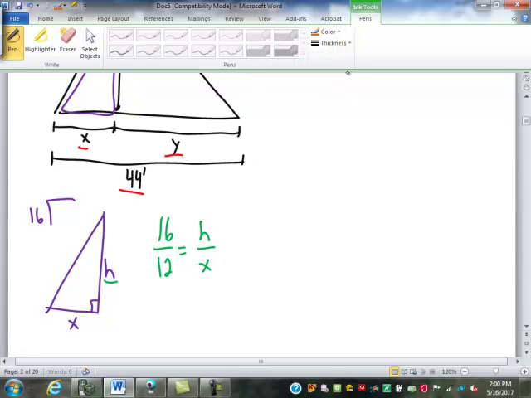So I am going to solve for x. So I'm going to cross multiply. 12 times h is 12h divided by 16, or 12/16 h. And that's my x equals that.